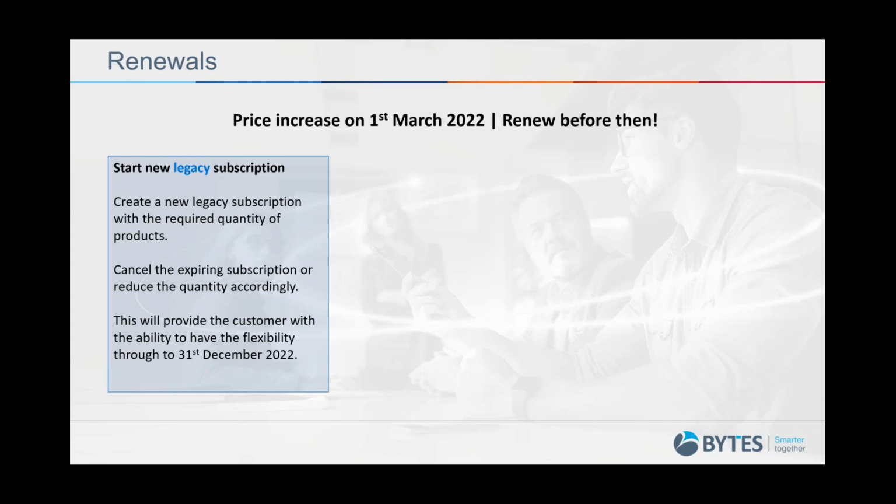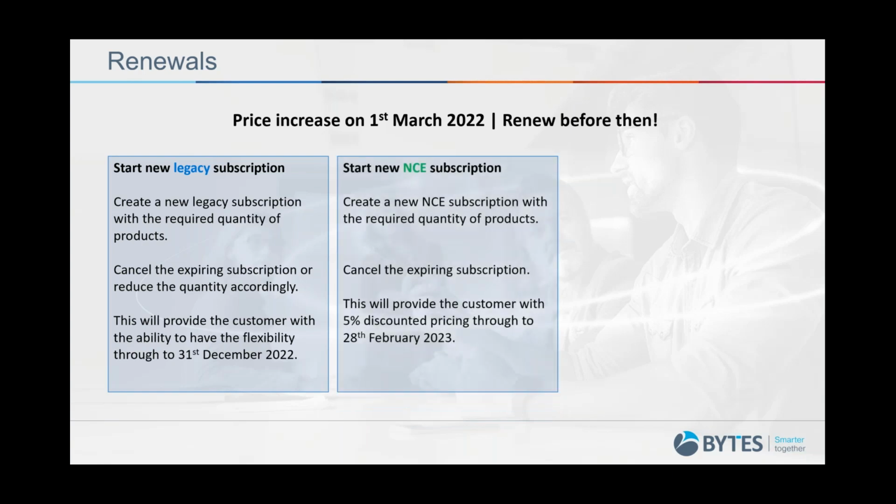So the options are: start a new legacy subscription before the end of Feb. You could do this by doing an early renewal, increasing the quantity in a new legacy subscription and reducing or cancelling down the expiring one. And that'll extend the time that customers have in the legacy experience through to the end of December. Or you could move the customer to NCE now so they can take advantage of the 5% promotion.